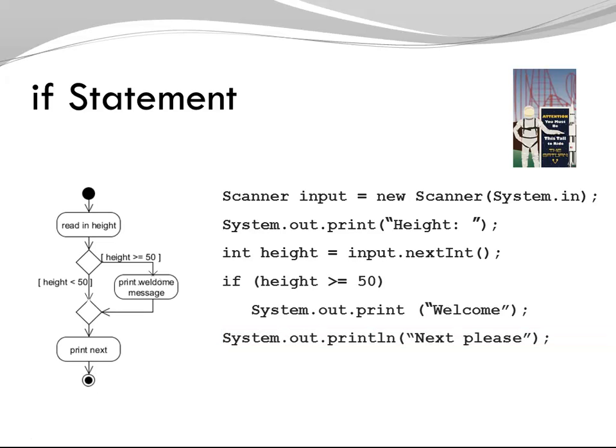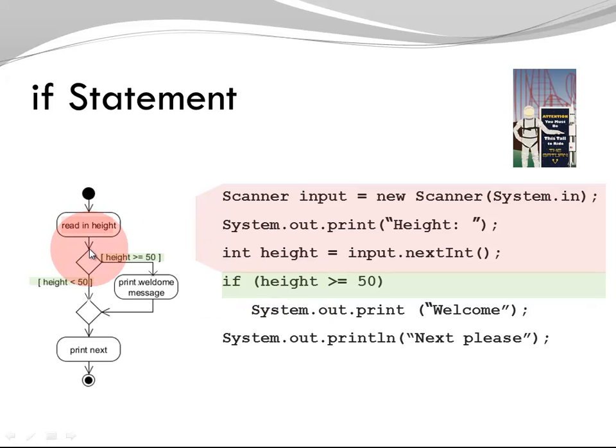This is how the corresponding activity diagram looks like. I'm starting at the black disk. My first action corresponds to the first 3 code statements, reading in the height from the user, and now I hit my if statement. I have to make a decision. In the Java code, I just say if with my condition right here.